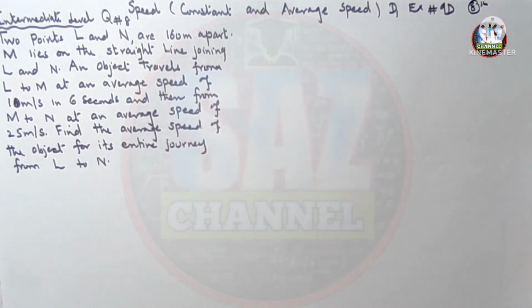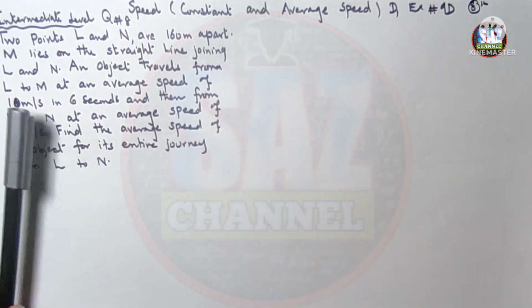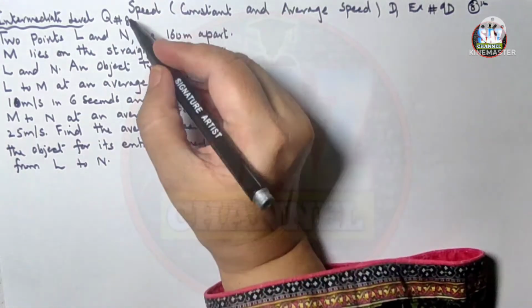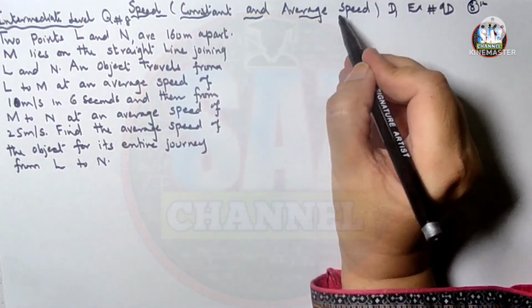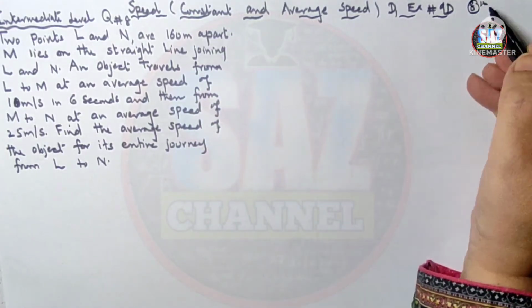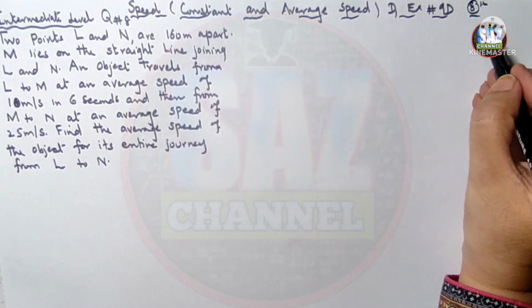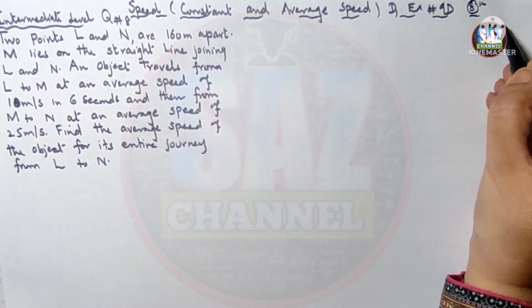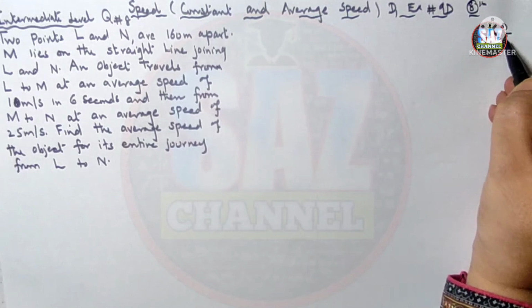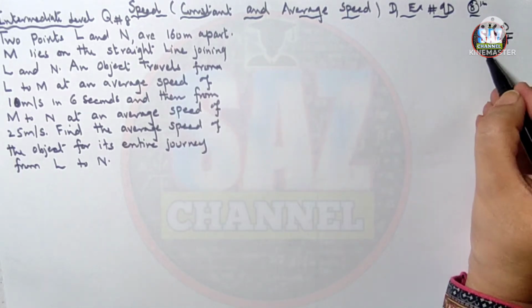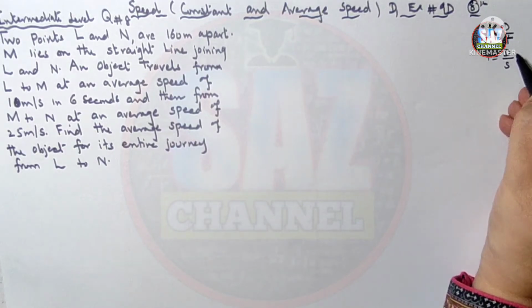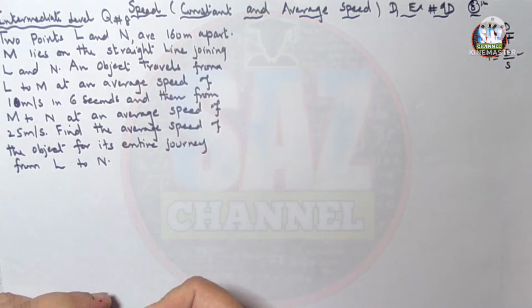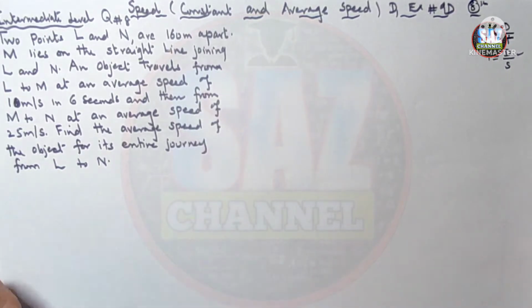This is my 8th lesson of D1 chapter number 9 exercise 9D, that is about the constant and average speed. In this class students will be learning and discussing intermediate level question number 8, and the basic formula and the rule that we have to keep in our mind is that speed equals distance traveled upon time taken. And if we need to find the time, time will be equal to distance upon speed. Keeping this formula in our mind, let's move to the reading and discussion of this question.